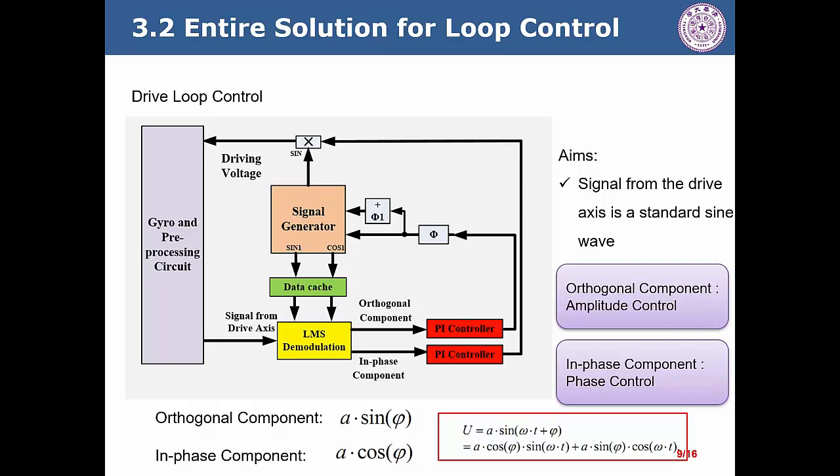In this picture, the signal from the drive axis is sent to the least mean square demodulation module, and this module outputs two signals. One is the in-phase component, and the other is the orthogonal component. Take the in-phase component as an example. This is related to the amplitude of the drive axis signal. And this component is sent to a PI controller, and the controller outputs a gain factor to adjust the value of the driving voltage. That will finish a loop control for the amplitude of the drive axis.